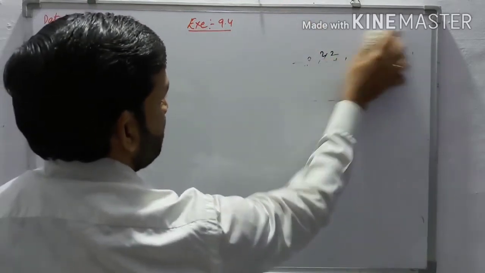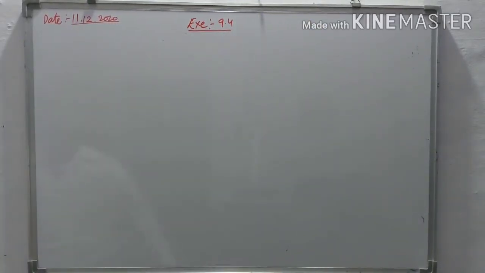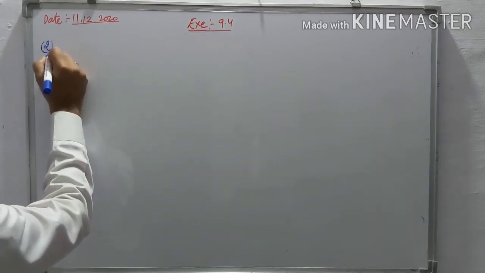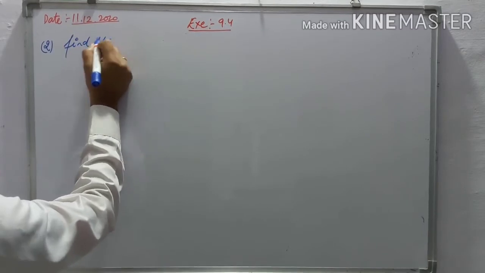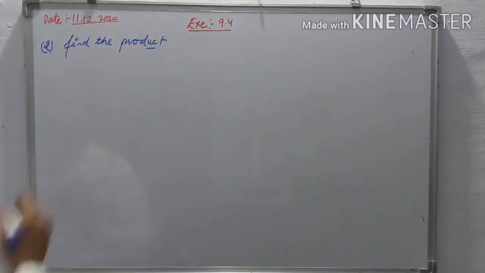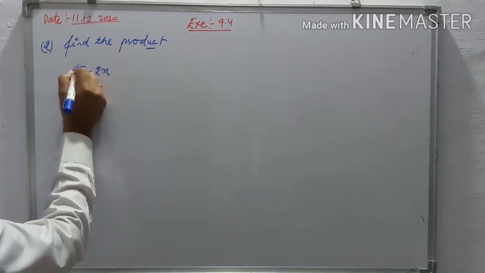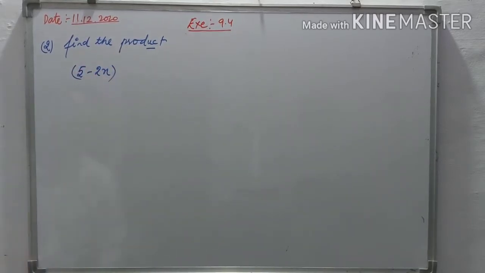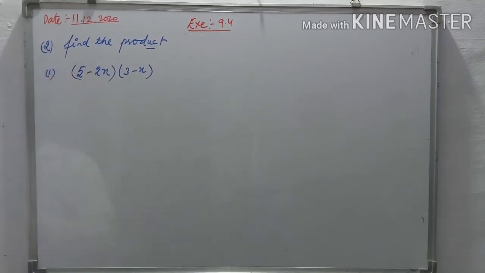Find the product. Finding the multiplication is the same method, no change in the method. Okay, this is the second question. Find the product. The first question is (5 - 2x) and the second is (3 - x). This is the first question.